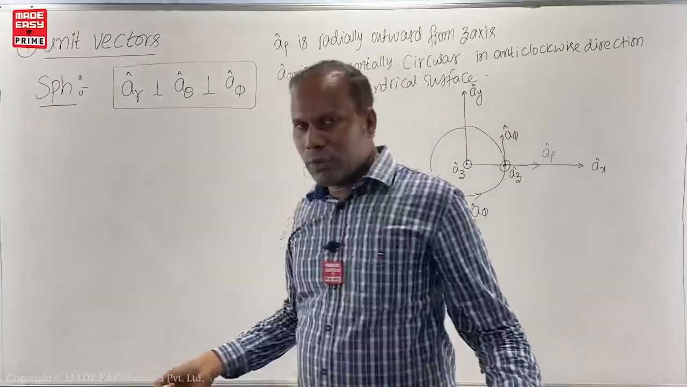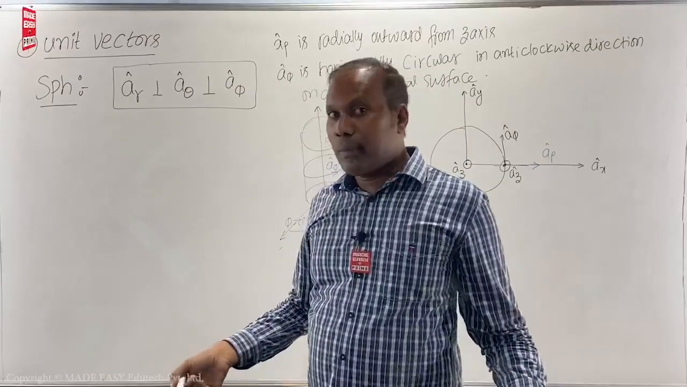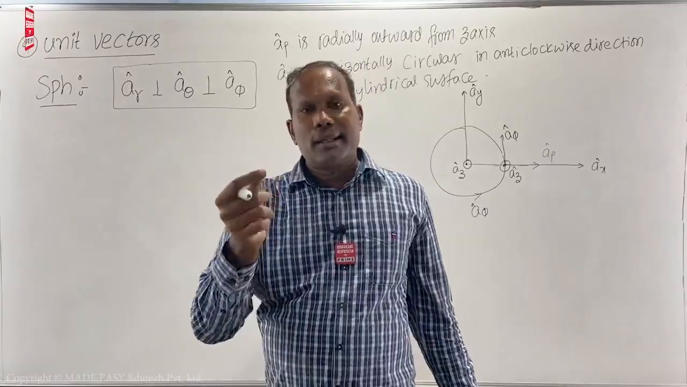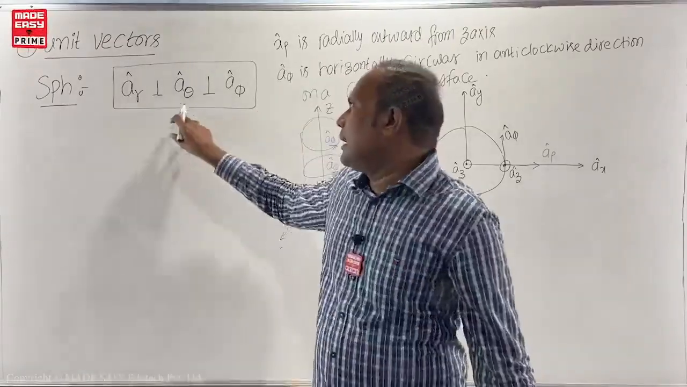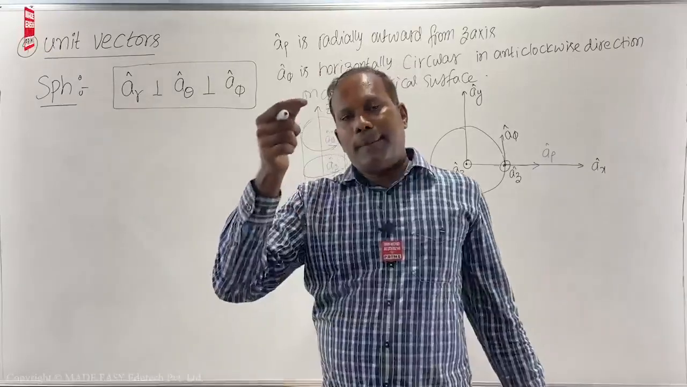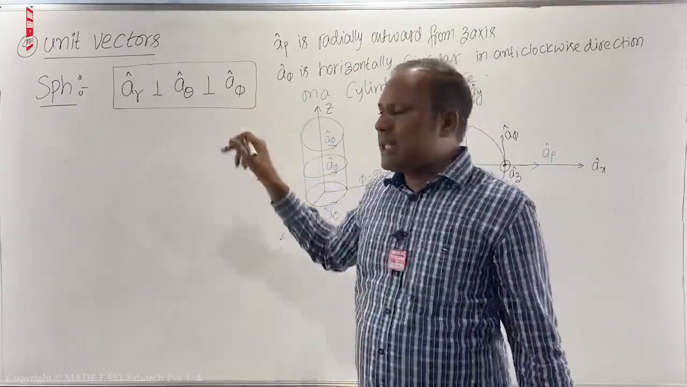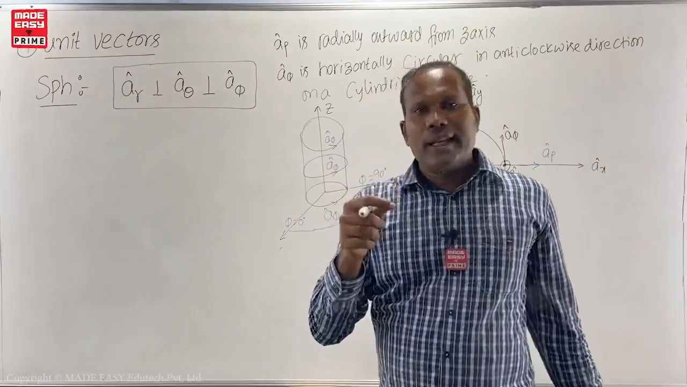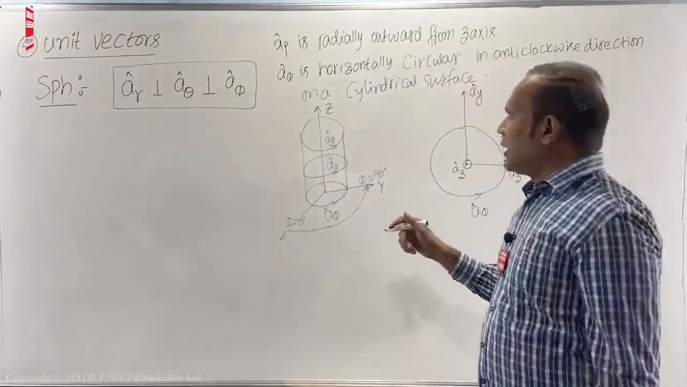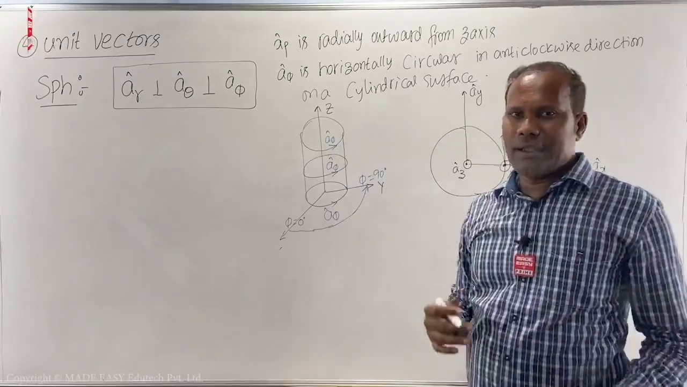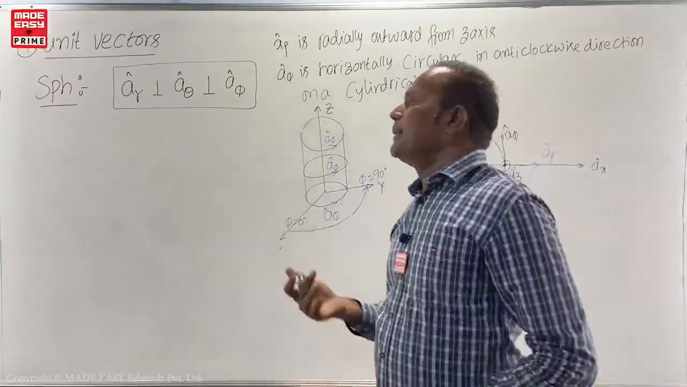So anyway, no need to explain to you. Already at the beginning I have explained. A R cap means unit vector in the direction of increasing R value. A theta cap means unit vector in the direction of increasing theta value. A phi cap means unit vector in the direction of increasing phi value. So here A rho cap means unit vector in the direction of increasing rho value, like that.